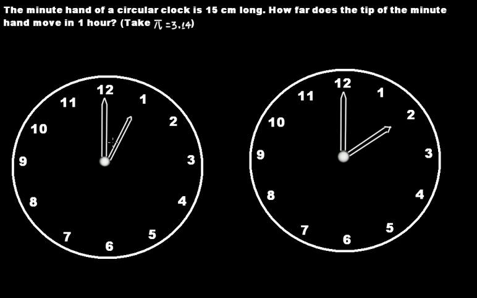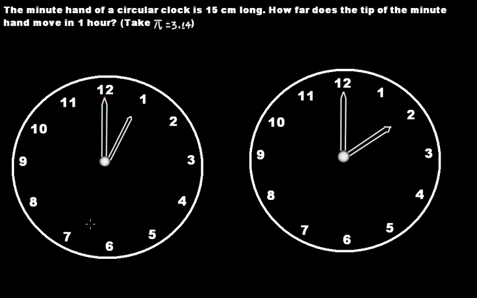The minute hand of a circular clock is 15 centimeters long. How far does the tip of the minute hand move in 1 hour? Again, the minute hand of a circular clock is 15 centimeters long, so imagine this is the figure. So clearly, the tip of the minute hand is this one. This is the minute hand, this is the hour hand. Now, when you imagine this tip moving, it's actually moving in a circular path.